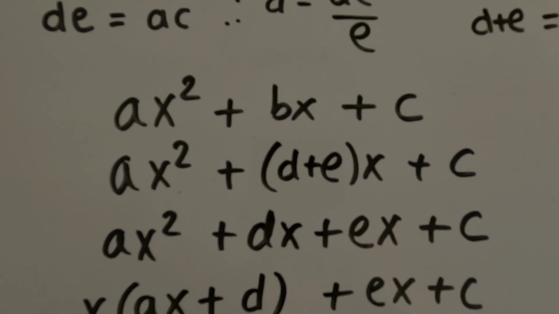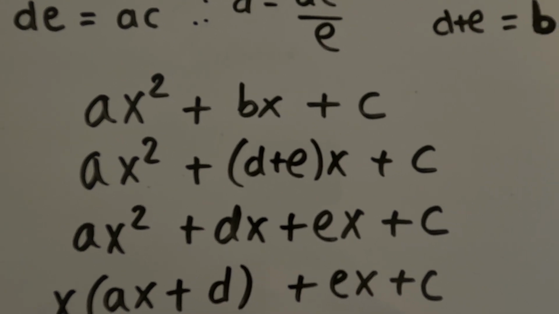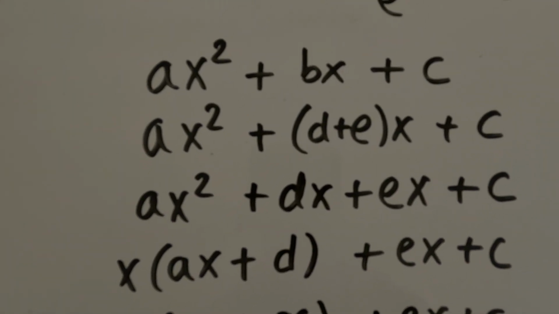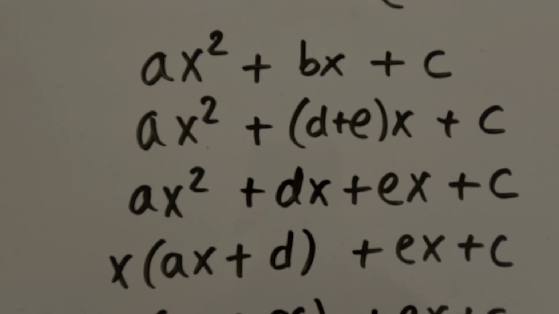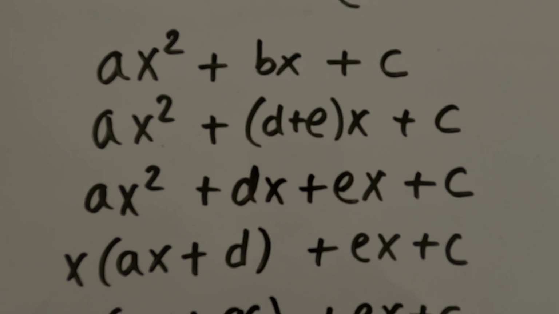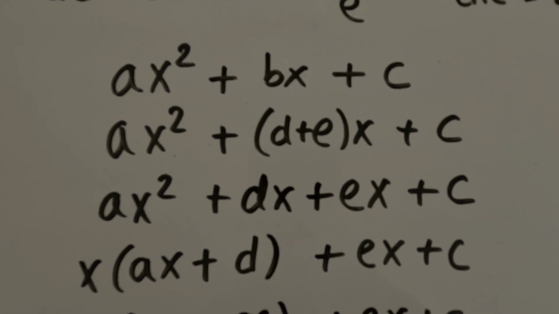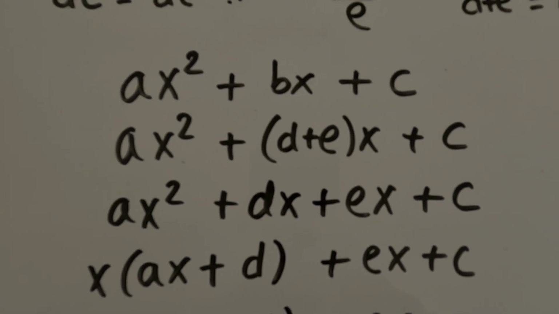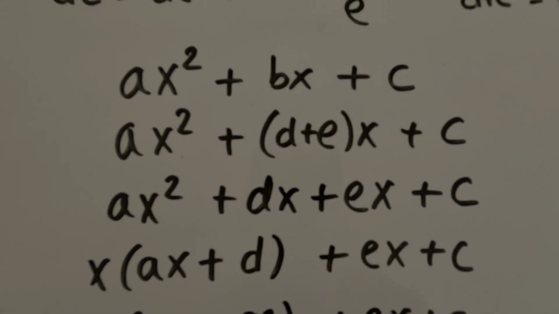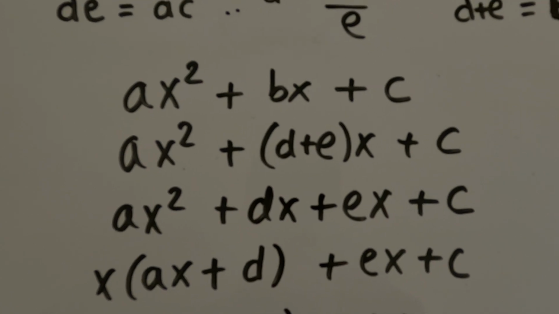Okay. So then we can rewrite that as ax squared plus dx plus ex plus c. And then we can start factorizing that a little bit. So we take an x out, we get x times (ax plus d) plus (ex plus c). Looks a little bit messy because we've got a's, we've got d's, we've got e's, we've got x's, c's. We've got quite a lot going on there. Right.